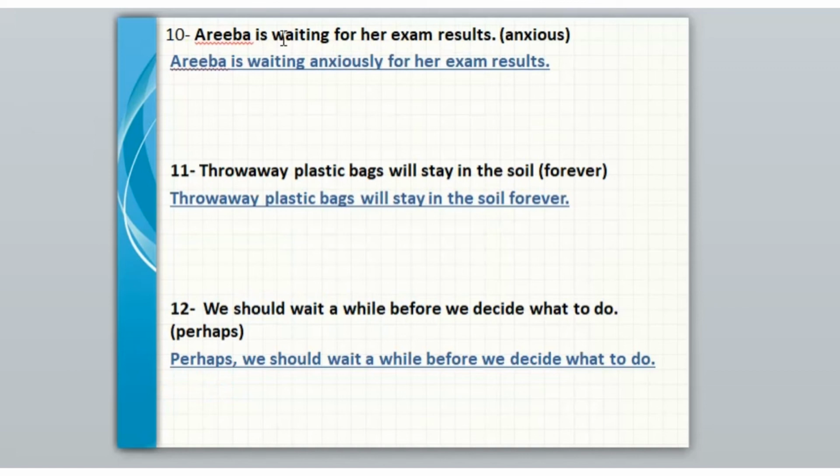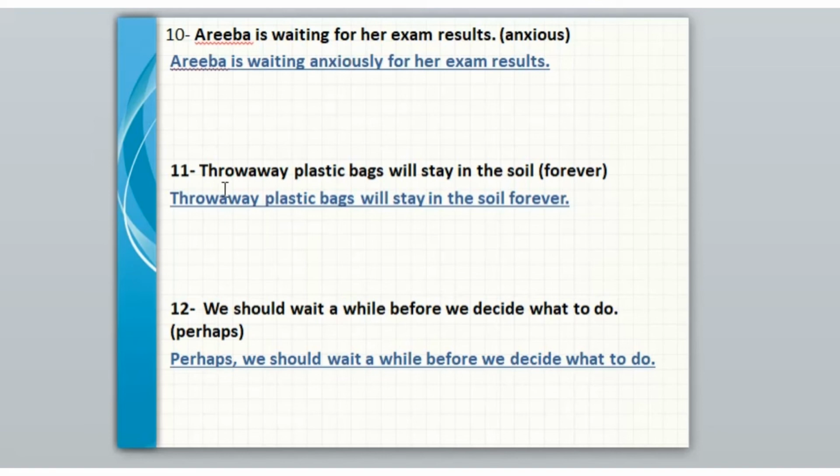Number 10. Ariba is waiting for her exam results. Bracket says anxious. Anxious is the adjective. We have to make it in the proper adverb form. So it will become anxiously. You will add ly to it. Okay, students. So waiting is the verb, and this adverb here should be defining this verb waiting. So it will become, Ariba is waiting anxiously for her exam results. Anxiously means impatiently. She can't wait any further. She just wants a result fast, she wants the result to be declared, to be out.